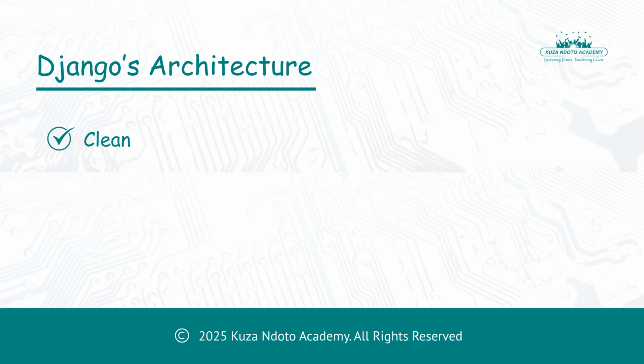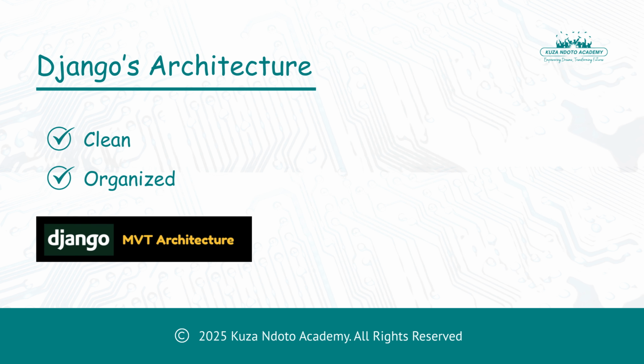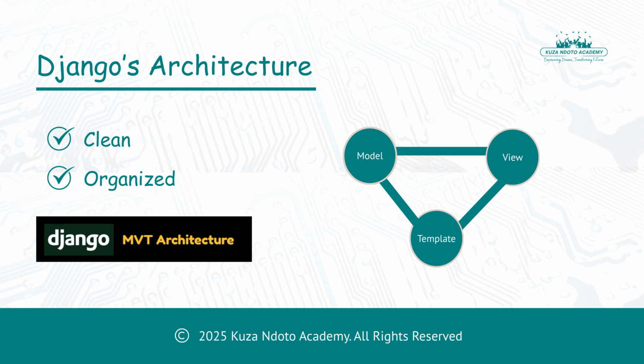Django follows a clean, organized architectural pattern that we call the MVT. That stands for Model, View, and Template. This is the backbone of every Django application. It is similar to the well-known MVC pattern in other frameworks like Laravel, but with its own unique interpretation. So let's break down each component.